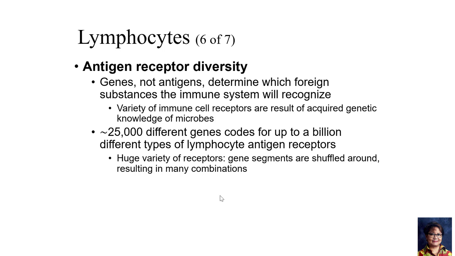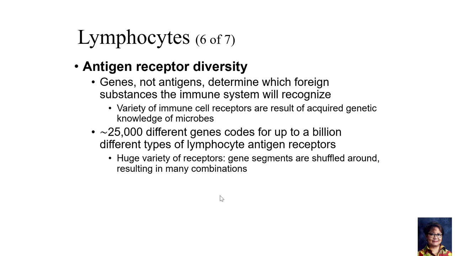So, genes, and this is what I tell you, genes, and not the antigen, will determine which foreign substance our immune system will recognize. And guys, if we do not carry the genes that will pretty much recognize the antigen and how we can battle the antigen, we're not going to be able to defend ourselves if we do not have the genes for it. And we will just die.